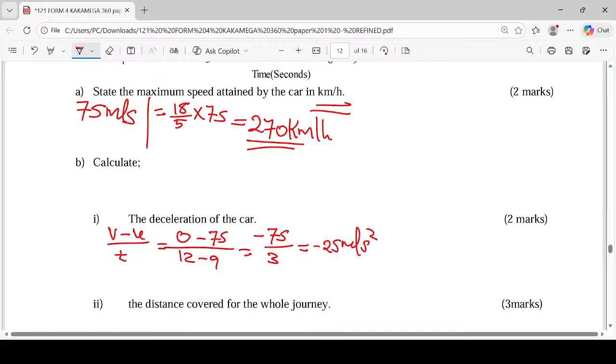So when you work on that, this is negative 75 over 3, which is like saying negative 25 meters per square second. But now, learners, there is one thing I want to elaborate. Remember this is acceleration. I've been calculating acceleration. But now the question wants the deceleration.